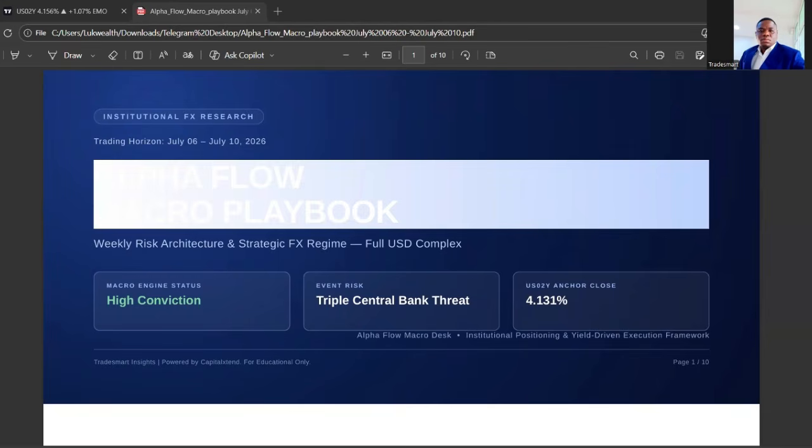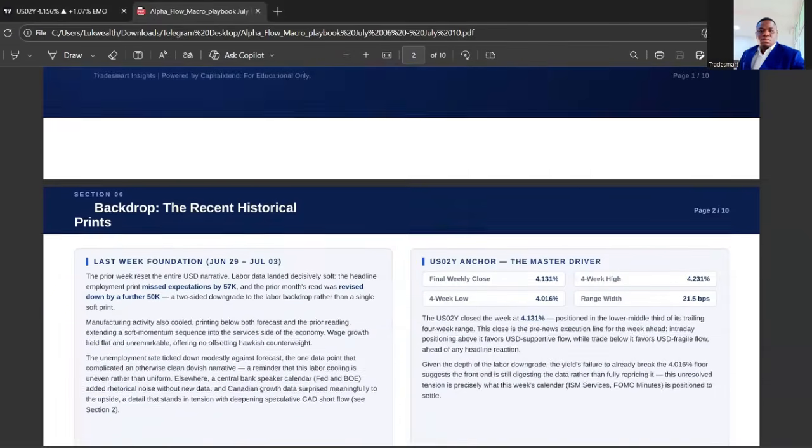My name is Moses Ogundele, a forex trader, macro analyst, and at the same time, I run a copy trade service for investors. So this week I just want to walk us through the macro report we have for this week. And I will start from last week's print, which is the backstop.